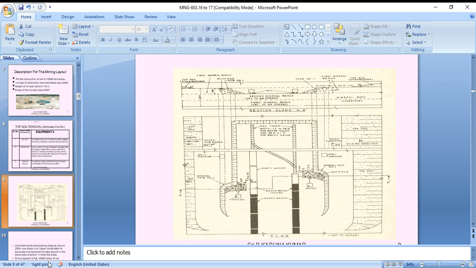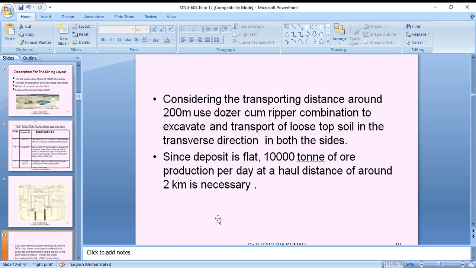Now, since the deposit is flat, 10,000 ton of ore production per day at a haul distance of around 2 kilometers is necessary. So a transportation distance of 2 kilometers is the case for our mine.